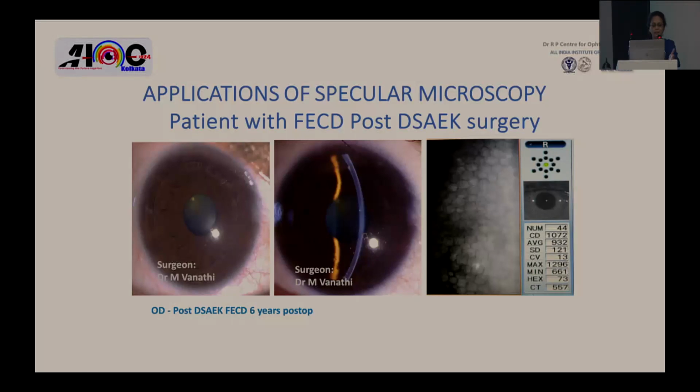This is one of my DSEK patients, and it's a bilateral Fuchs here. She just recently underwent her endothelial transplant in the left eye, and this is an ultra-thin DSEK. It's about 6 years post-op, and this is how her endothelium is looking. Just operated her last week here.